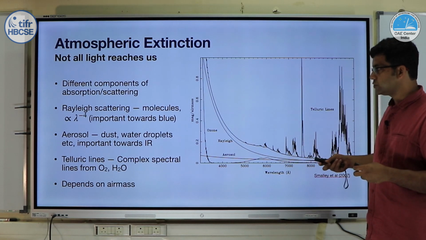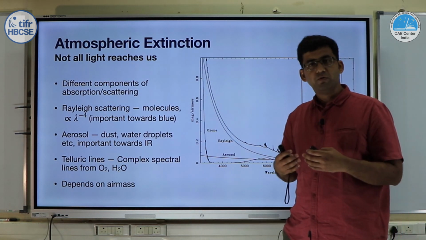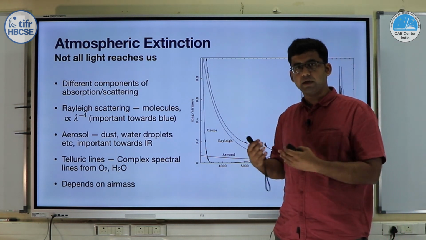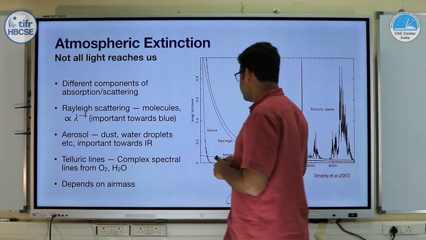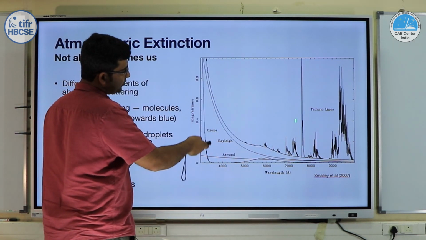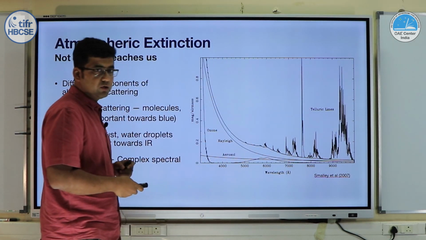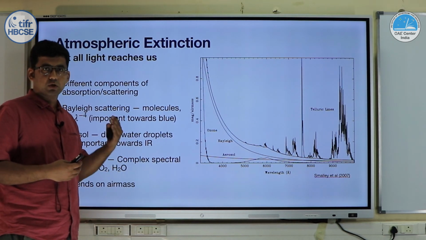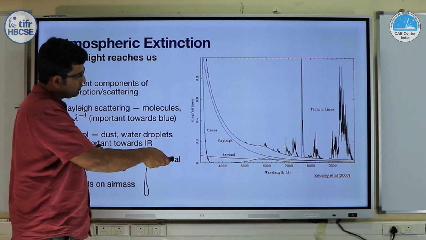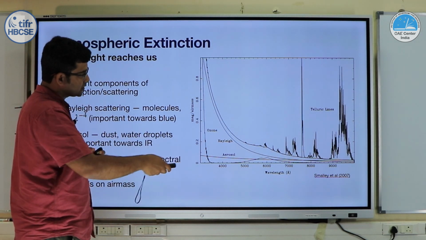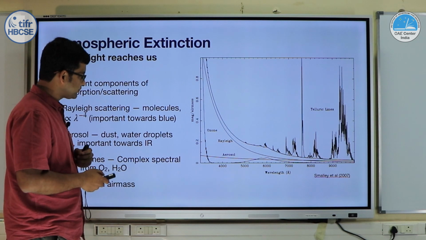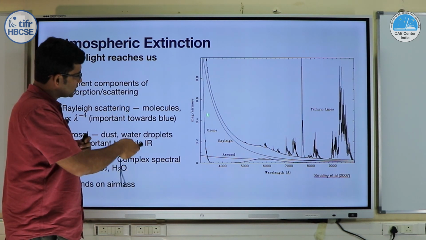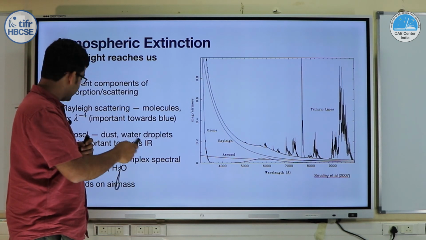There are also aerosols, which are dust, water droplets and so on, which start becoming important towards the infrared. They become more important than Rayleigh scattering towards the infrared. And then there are these huge spectral features, which are called telluric lines. These are absorption lines from water molecules, oxygen molecules and some other molecules, which show very, very large absorption features towards the infrared. There is also a contribution from ozone towards the UV, but because it is not very significant in the optical, we can ignore that.